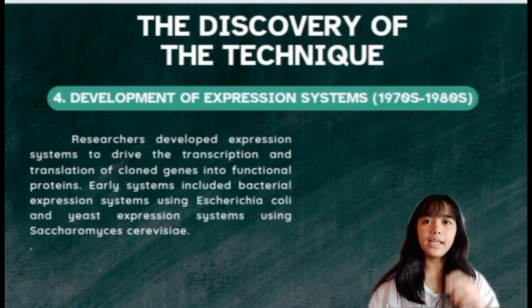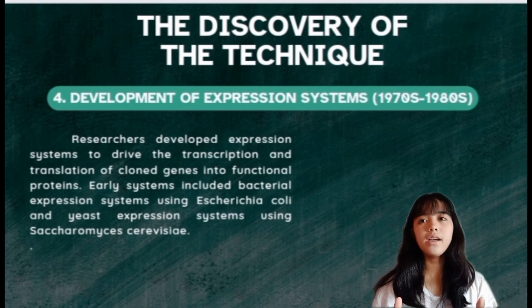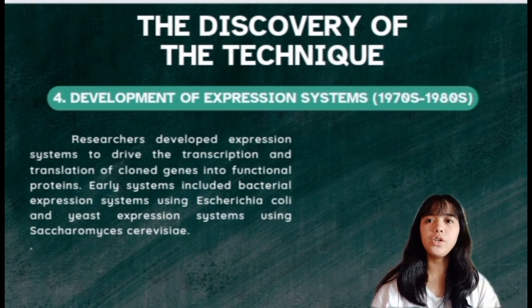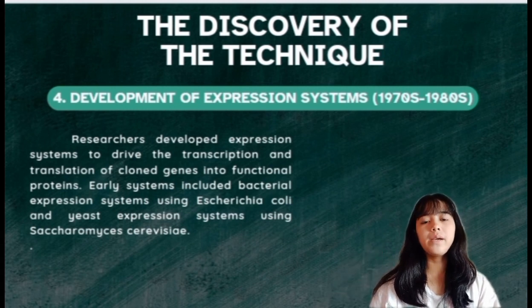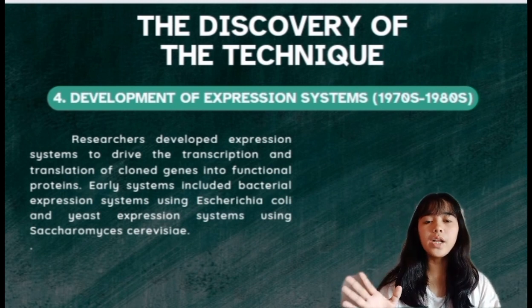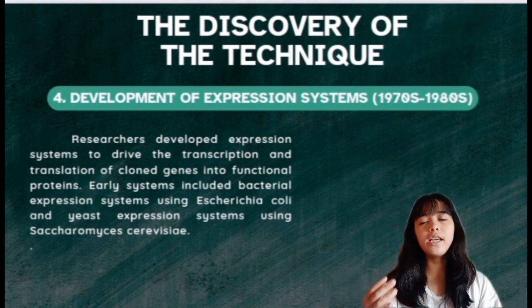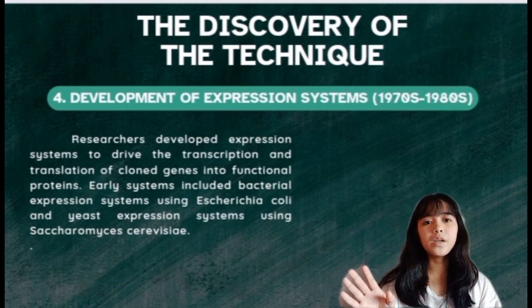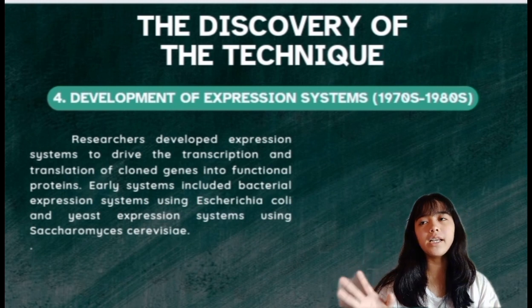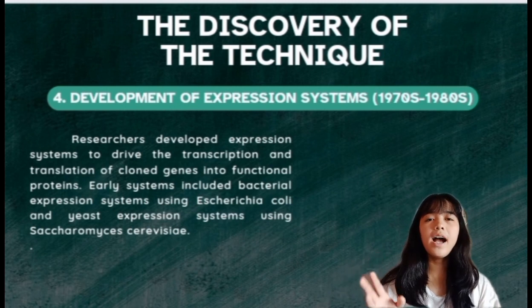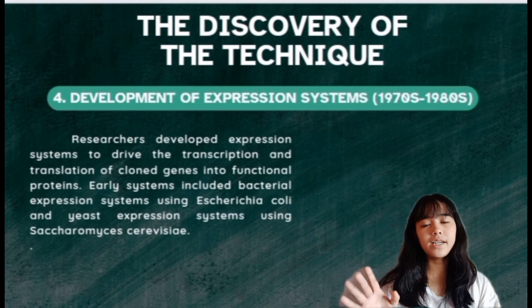The next technique is the discovery of the expression system. The development of this system in relation to integration, cloning, and expression has been instrumental in enabling the efficient production of functional proteins and cloned genes. The two early examples of such systems are the bacterial expression system using E. coli and the yeast expression system using Saccharomyces cerevisiae.